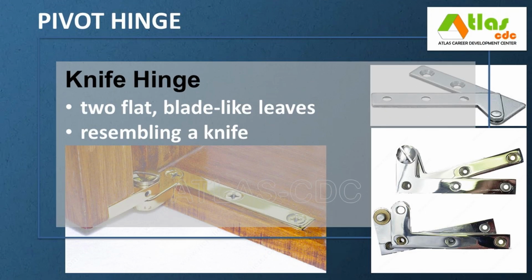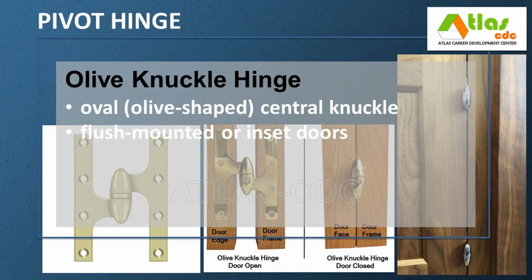A knife hinge is a type of pivot hinge designed to be concealed when the door is closed, providing a clean and minimalist appearance. It consists of two flat, blade-like leaves, resembling a knife, one mounted in the cabinet frame and the other in the door, joined by a central pivot pin. An olive knuckle hinge is a type of concealed pivot hinge designed for flush-mounted or inset doors, where minimal visibility and clean lines are desired. Named for its oval, olive-shaped central knuckle, this hinge is mortised into both the door and frame, leaving only the small decorative knuckle visible when the door is closed.